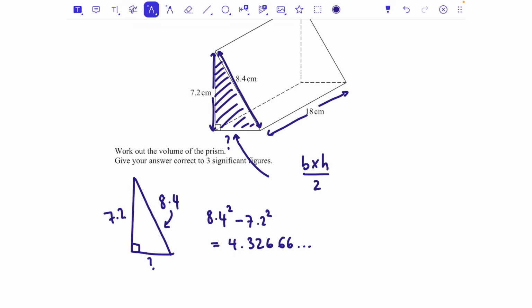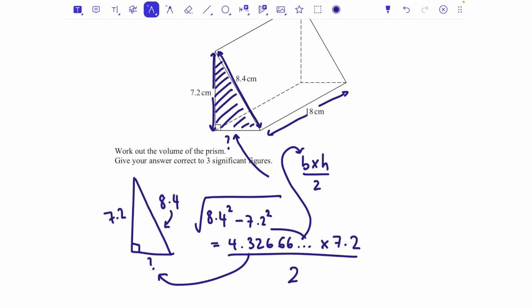4.32666. I'm not going to round it too much. So square root of that is 4.32666. So I got my answer, I square rooted it. And now that makes sense. It's a shorter side, so that's that. So now if I want the area of the triangle, I'm going to do base times height divided by 2. The base is that number. The height is 7.2. That's going perpendicular, straight up, divided by 2.